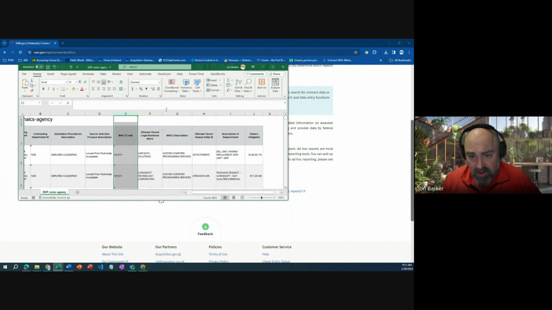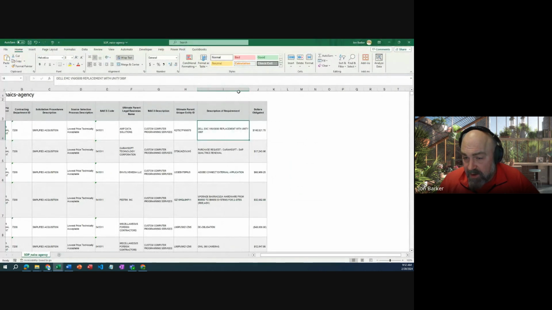So I got my NAICS code, got the description. It's a little bit not organized in an effective manner. I was doing this fast, but each entity will have their own unique identifier, and you can go into engines like USA Spending, put this code in there and get all the contracts done by this company. The description of requirement can yield a lot of benefits as well.